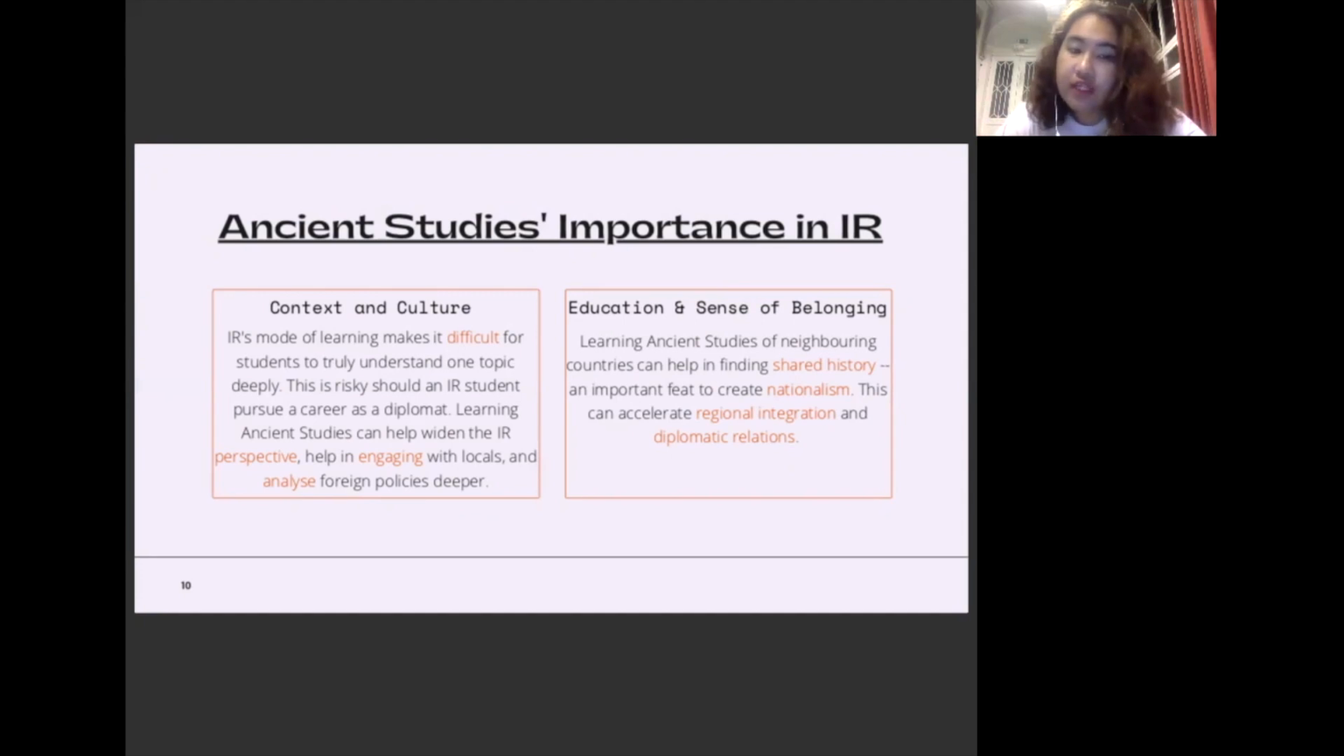Along with the new way of understanding perspectives, learning ancient studies can also help create a sense of belonging within the student toward their region. This is particularly important for areas that try to promote regional identity and cohesion among its citizens, like ASEAN, the European Union, etc. By learning about their countries and neighboring countries' ancient history and past, the students can find themselves seeing red lines and similarities between the countries' past. And this will actually create a new shared history, hence becoming a solid foundation for these senses of belonging and regionalism from the bottom up.